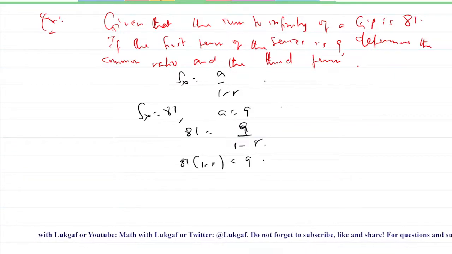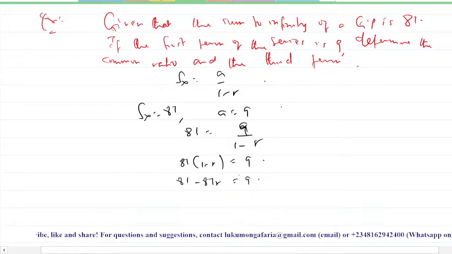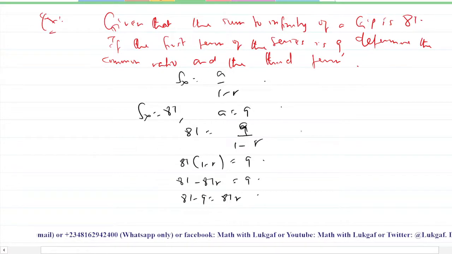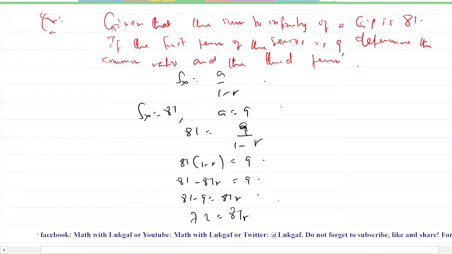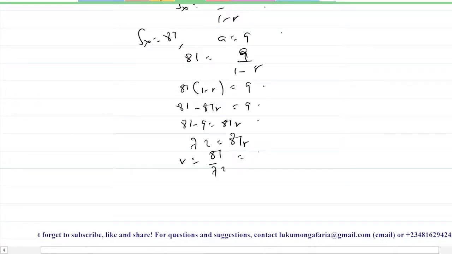If you simplify further, I'm going to have 81 minus 81R is equal to 9. If you collect the like terms, this will be 81 minus 9 is equal to 81R. What is 81 minus 9? 81 minus 9 will give me what? I think that is 72 is equal to 81R, right? If you divide both sides by 81, then your R is going to be what? Look at it: 81 minus 81R is equal to 9, right? Yeah, I'm correct. So if you bring this here, 81, then we divide through by 81. Then your R should be 72 over 81, not 81 over 72.